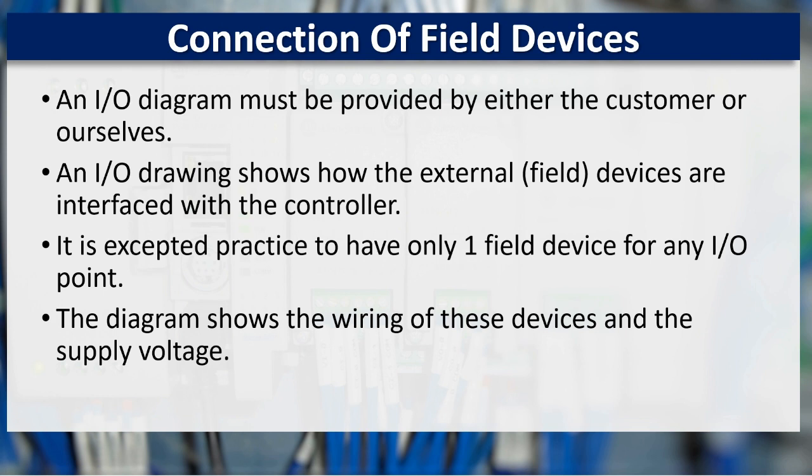Now that we have all the equipment established and set aside, we have to start thinking about connecting the field devices. So an I/O diagram must be provided by either the customer or ourselves. An I/O diagram shows how the external field devices are interfaced with the controller. It's accepted practice to only have one field device for any I/O point. The wiring diagrams we're about to show you have the devices and the supply voltage shown.